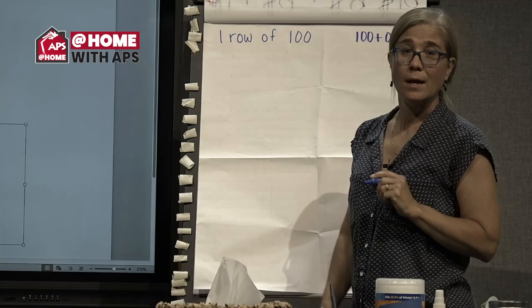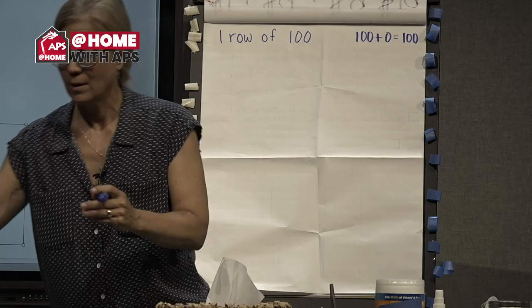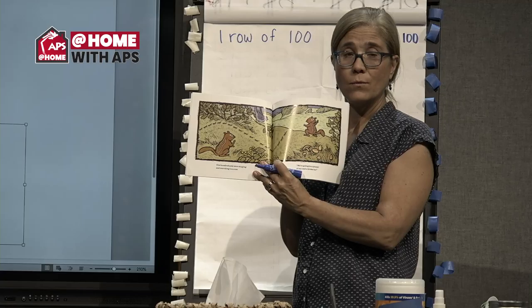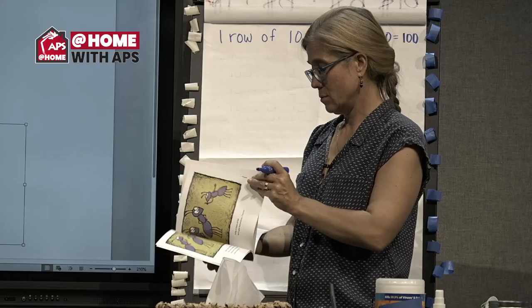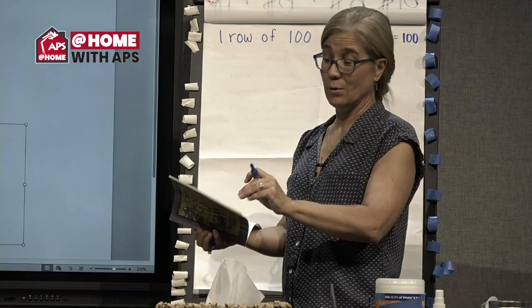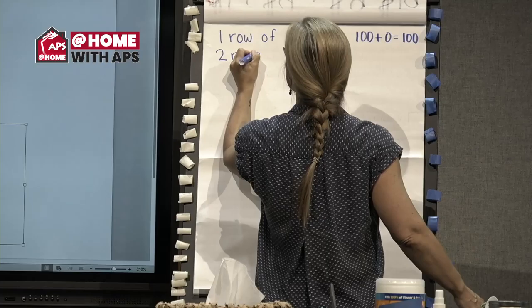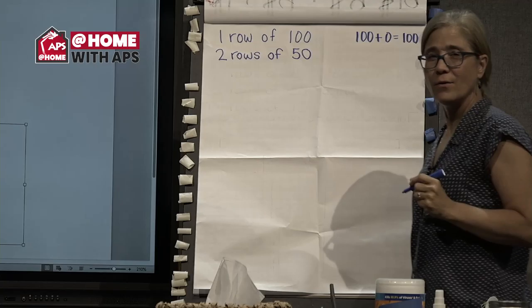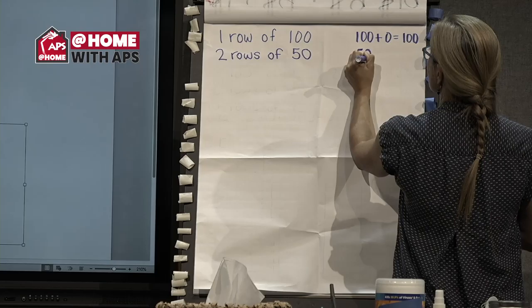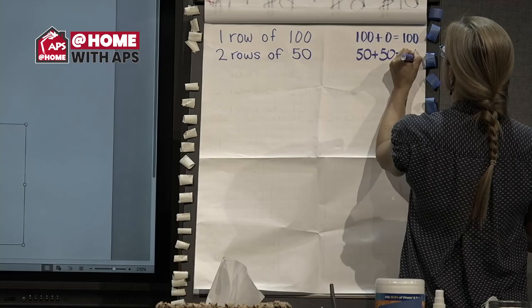And then what did the little ant say? Do you remember what he wanted them to do? He wanted them to change from their one row to how many rows? Two rows, right? There they were with two rows. So two rows of 50. Was that still 100 ants? Just arranged differently though, right? Because 50 plus another row of 50 would still equal 100. It's just a different group.